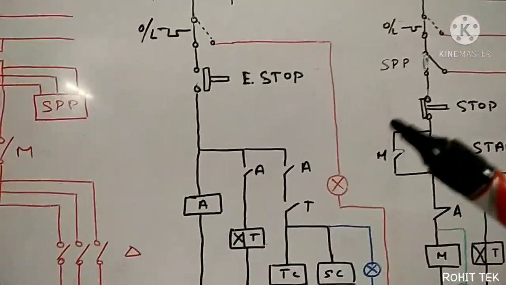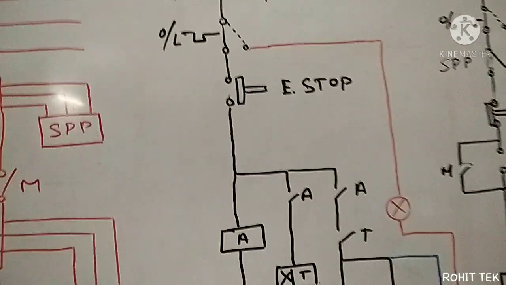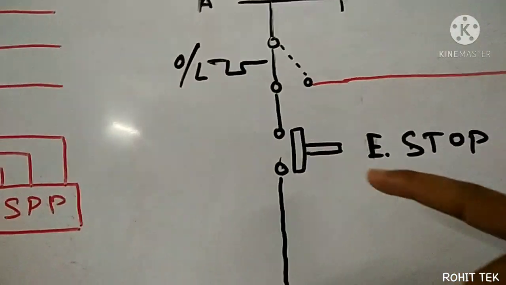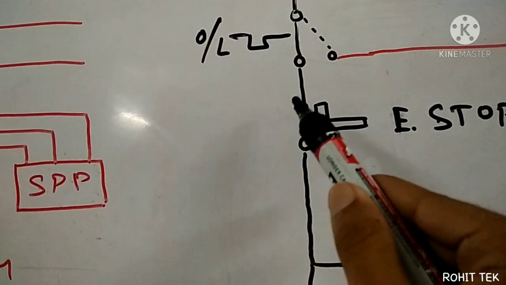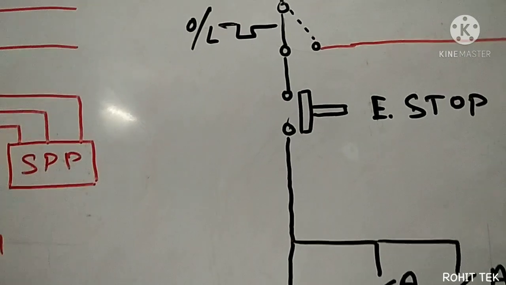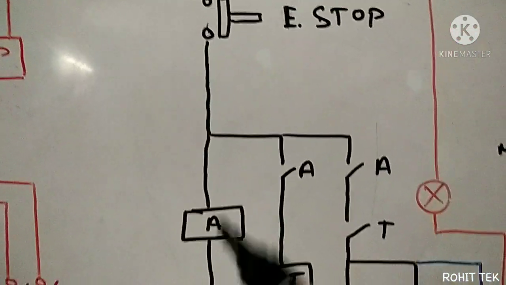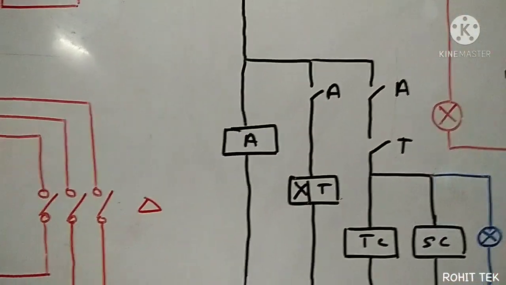I have to stop this process immediately. What I will do, I will press this push button, and I have to keep pressing it because I have not incorporated a latching mechanism. Okay, so I have pressed this push button. Now what is happening? As I press this push button, this A contactor gets energized.